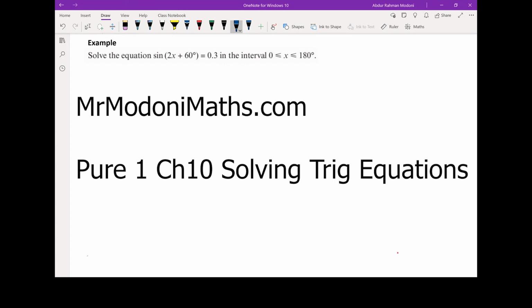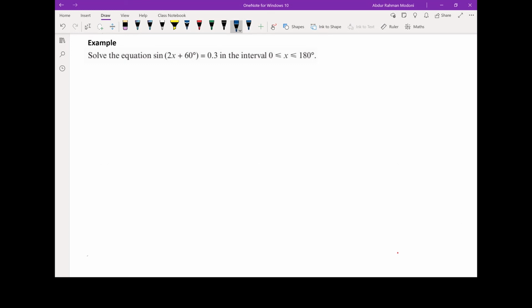We're looking at solving this trig equation. So firstly, let's start by writing down the equation that we have. We've got sine of 2x plus 60 is equal to 0.3. It's in terms of degrees, as we can see, 60 degrees, and the interval that we're solving for is between 0 and 180 degrees as well.